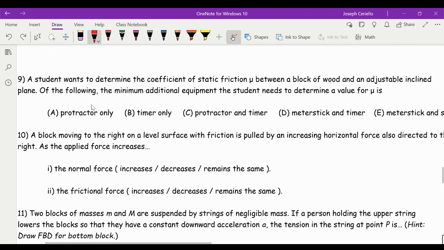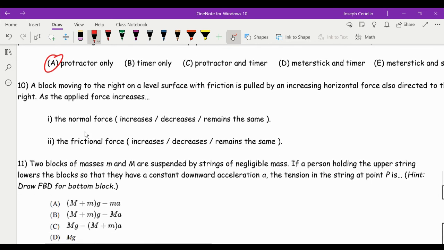Number 9, we did this lab. You just need a protractor. Number 10, we did this lab as well. Applying more horizontal force does not affect the normal force if you're on a flat surface, nor does it affect the frictional force. Okay, we did that with the simulation from PhET.